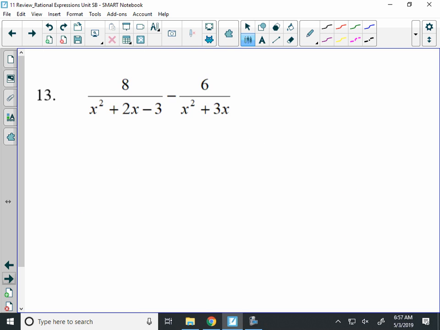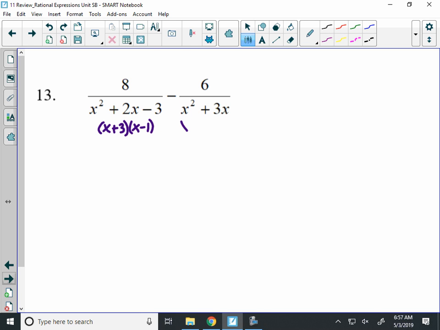All right, let's look at number 13. We are subtracting two rational expressions here. In order to subtract, you have to have a common denominator. So my suggestion to find the common denominator is to first factor both expressions so you can more easily find the denominator. On the left, I need two numbers that multiply to negative 3 and add to 2. So I'm thinking x plus 3, x minus 1. That would be the new denominator.